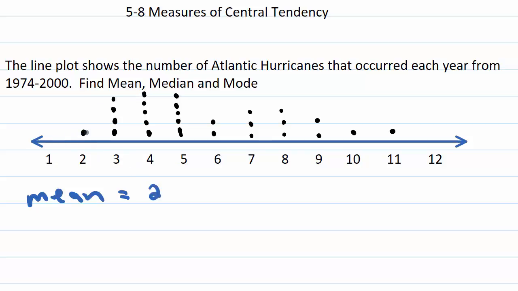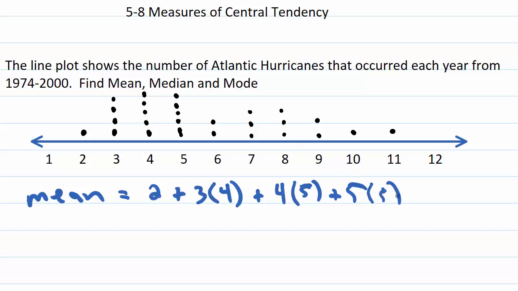Well, this year there were 2, plus, some years there were 3. How many years were there 3 of them? 1, 2, 3, 4. So I have to count 3 four times, because there were 4 years where there were 3 hurricanes. Plus, how many years were there 4 hurricanes? Well, there were 1, 2, 3, 4, 5 years of 4 hurricanes. How many with 5 hurricanes? There were 5 years. There were 2 years with 6 hurricanes, and 3 years with 7.